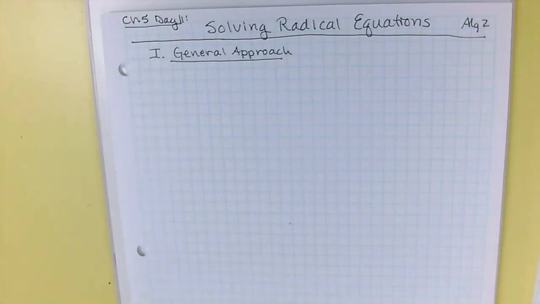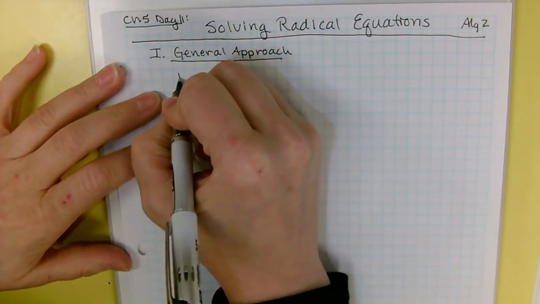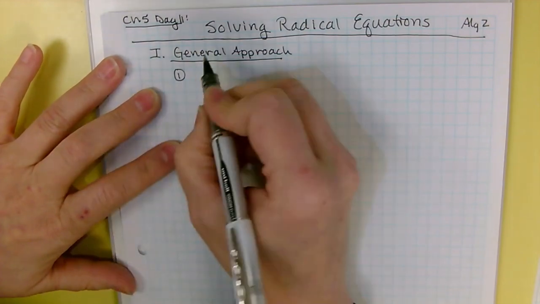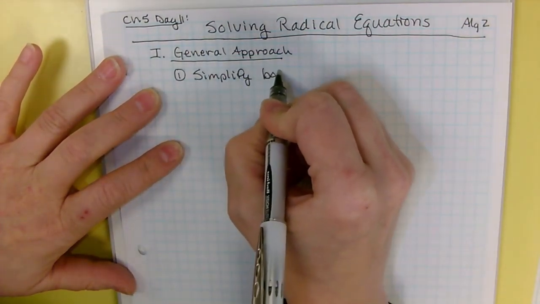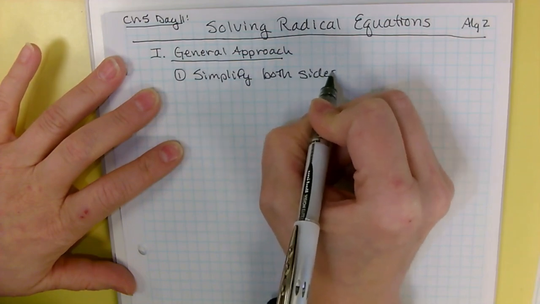Right, we're going to take notes on solving radical equations. So we're going to start by doing a general approach to solving, which will work most of the time. So number one, you always want to simplify both sides of the equal sign.